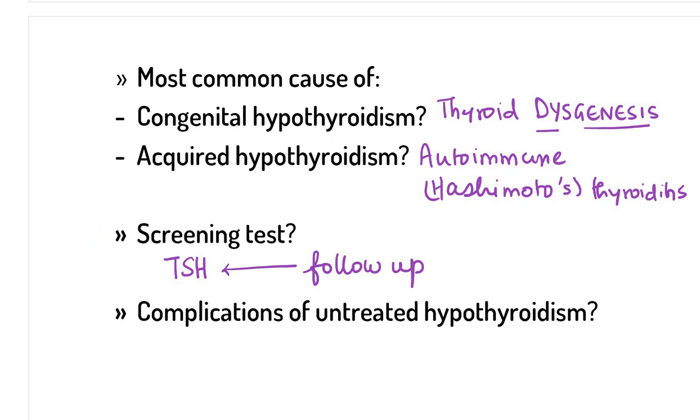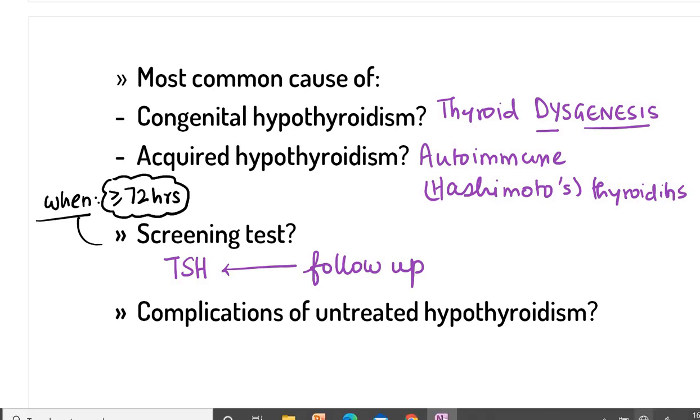Now one more question possible is, when to do the screening test? It is not immediately done after birth, because at birth there may be elevated levels of TSH due to the stress of delivery. So we don't do it at birth itself. It is usually done at or after 72 hours. This is the most accepted answer, because by then the TSH surge would have come down and you will get a correct value. That's why.